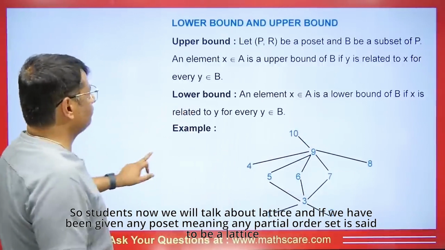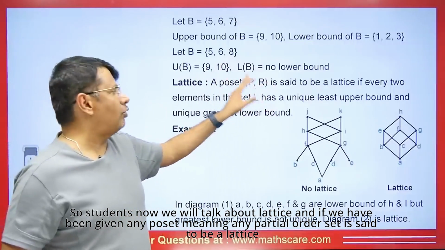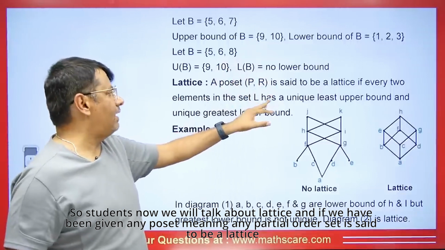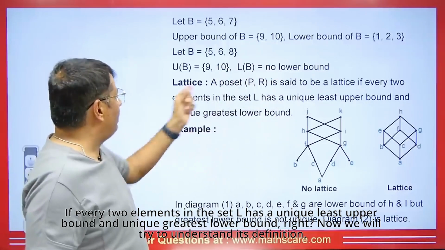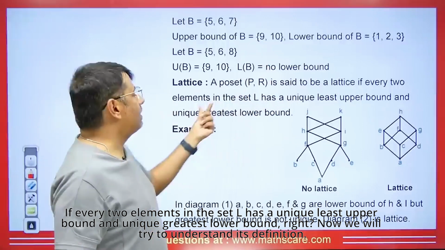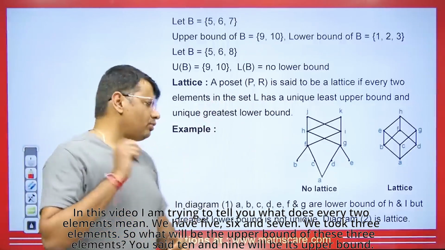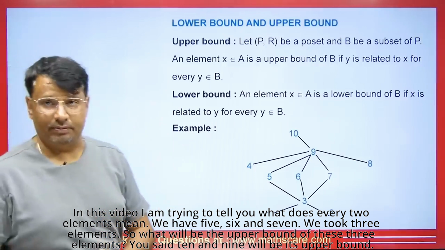Let's move ahead. So students, now we will talk about lattice. If we have been given any POSET, meaning any partial order set, it is said to be a lattice if every two elements in the set L have a unique least upper bound and unique greatest lower bound, right? Now we will try to understand its definition. In this video, I am trying to tell you what every two elements means.